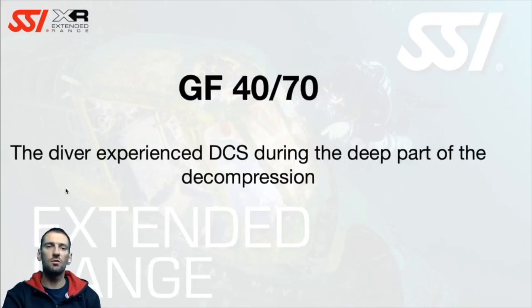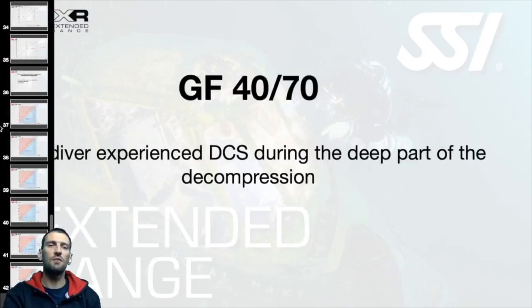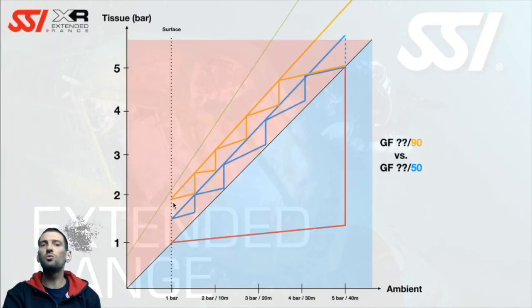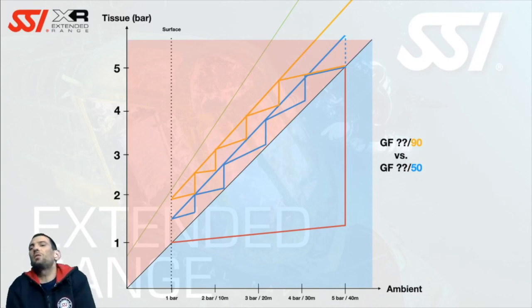Because if I use gradient factor 90, then I can go to the surface anywhere here. So if my stop was, let's say, here, I go down, and once I'm on that point, I can already go to the surface and I'm not exceeding my gradient factor value, let's call it.